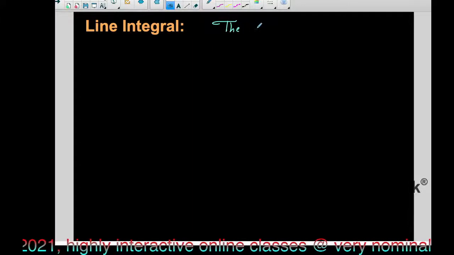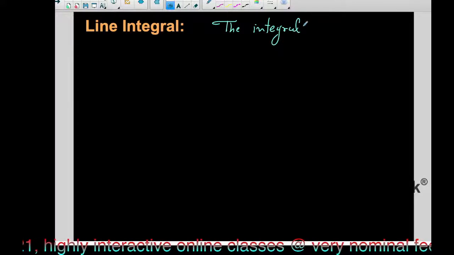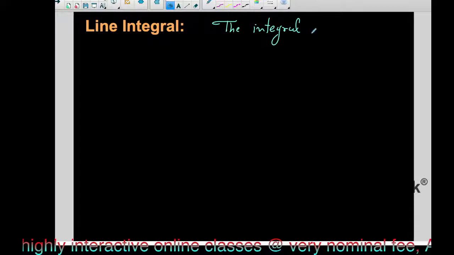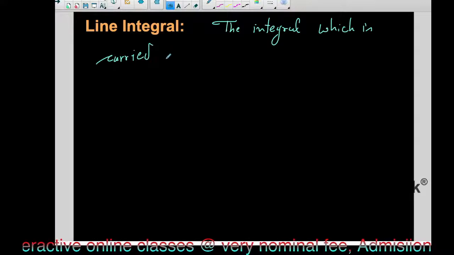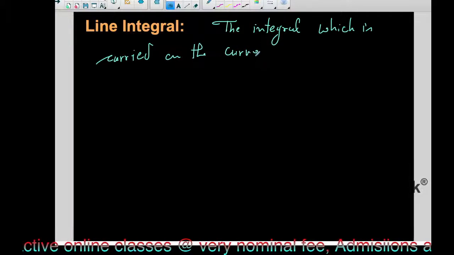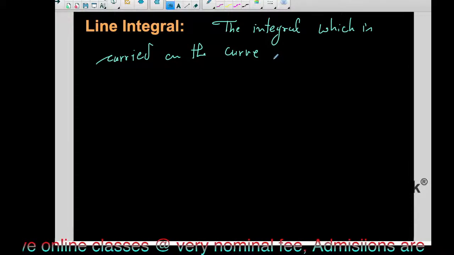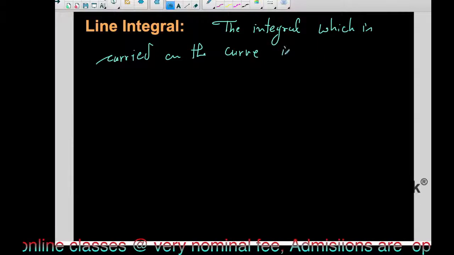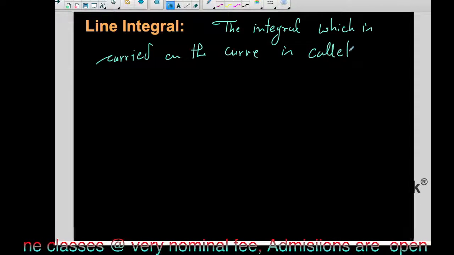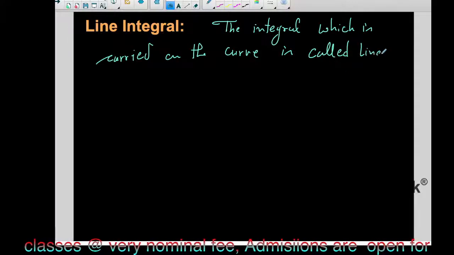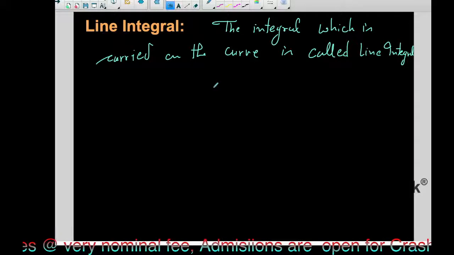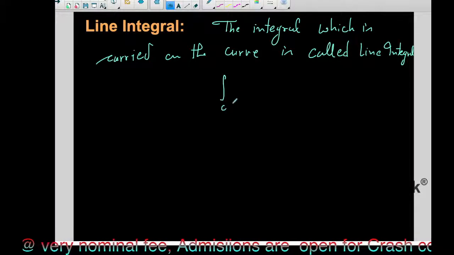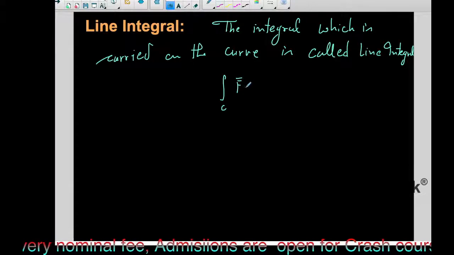The integral which is carried on a curve is called a line integral. So you have to write it like this way: for this curve we write C over here, and that we say the integral of F dot dr.